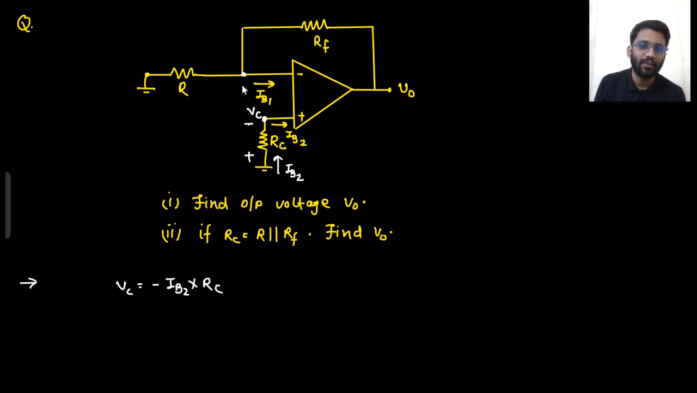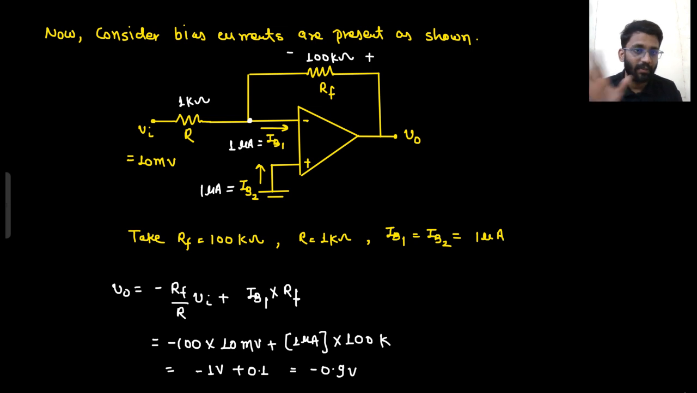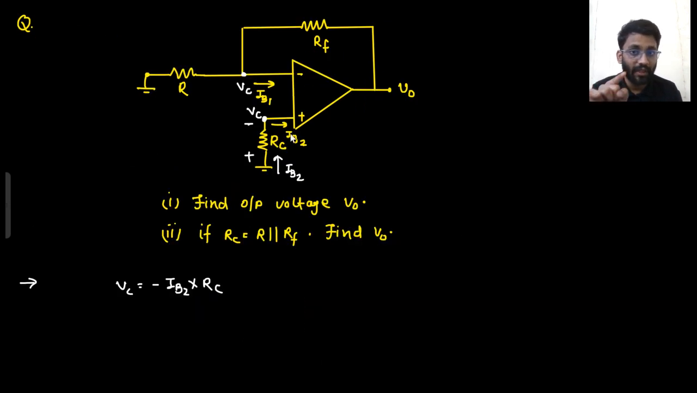Now this same VC is copied here, no doubt about it. There is IB1 current as well, and IB2 current as well. In the previous questions, what was the scene? It was grounded, so IB2 was making no impact. But now we have connected the resistance RC. Why did we connect it? In the final expression we will get to know why. But for now we have connected it. So there is a voltage drop across RC, and that voltage drop is VC, that is minus IB2 into RC. This is equation 1 that I am assuming.